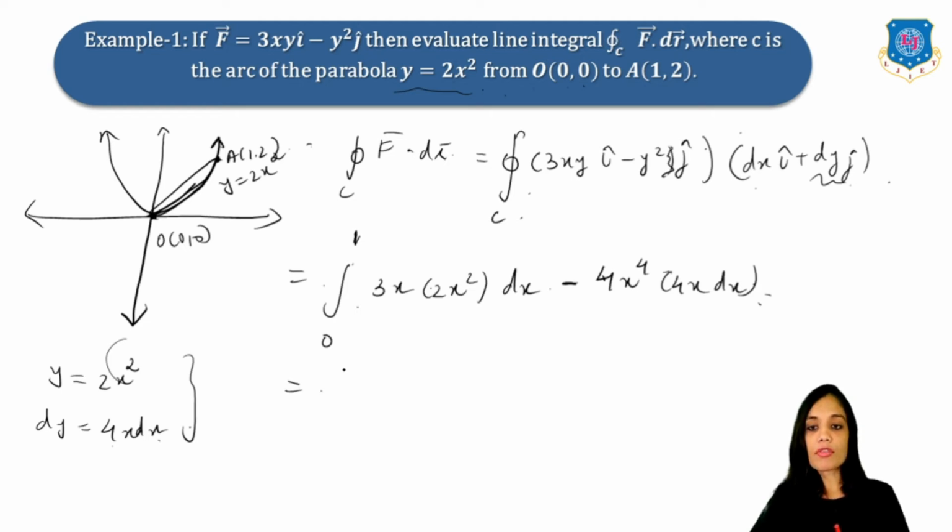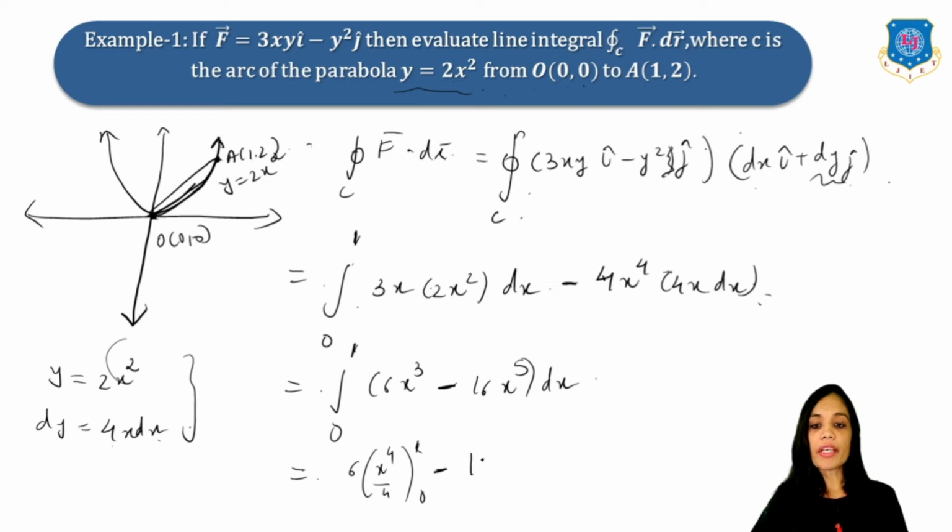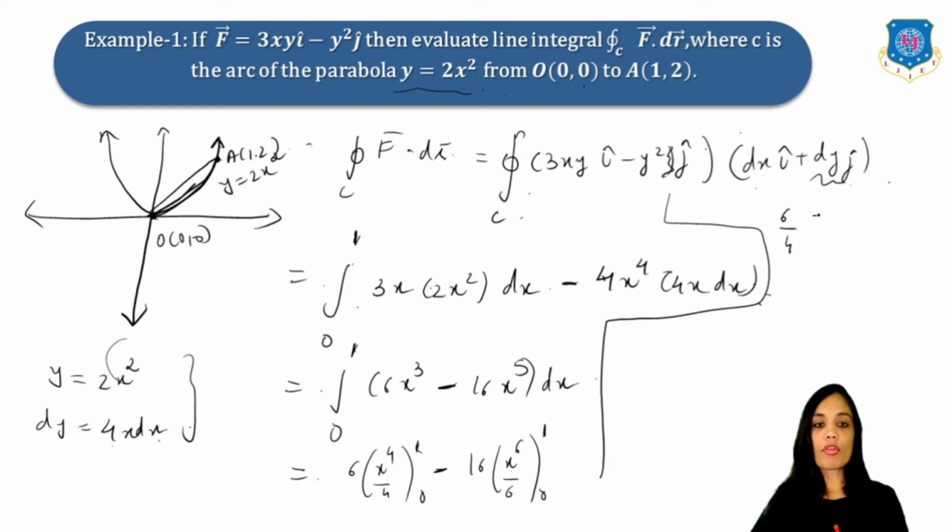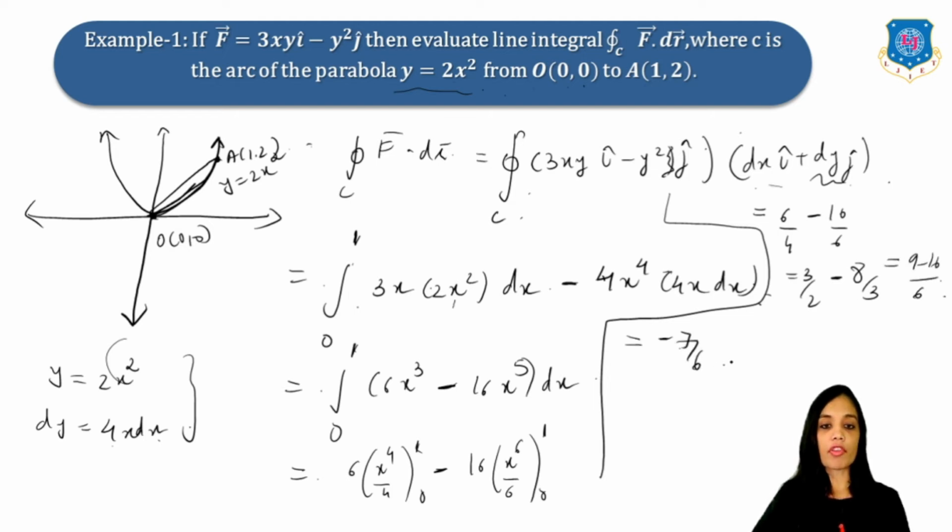Now simplify this. So it will be the integral from 0 to 1 of 6x cube minus 16x raised to 5 dx. Now if I evaluate this integral, it will be 6 into x raised to 4 by 4 from 0 to 1, minus 16 into x raised to 6 by 6 from 0 to 1. So now your answer will be 6 upon 4 minus 16 upon 6. If I put the limits, we only have to put 1. So 3 upon 2 minus 8 upon 3. Now take the LCM, so it will be 9 minus 16 upon 6. We got minus 7 by 6.